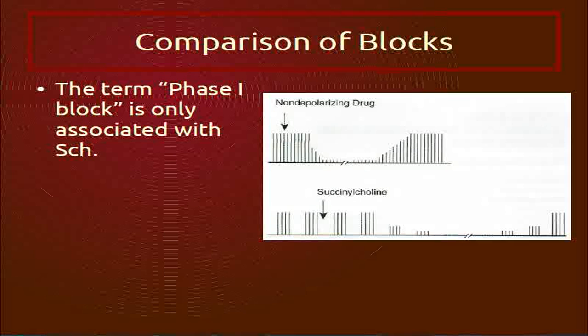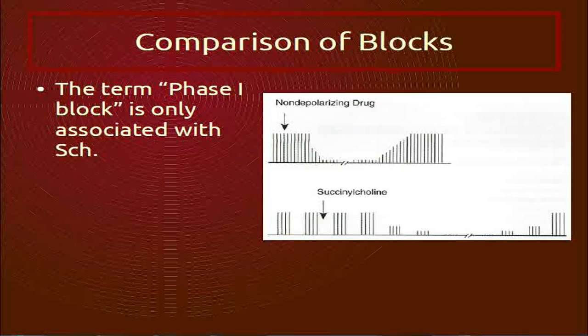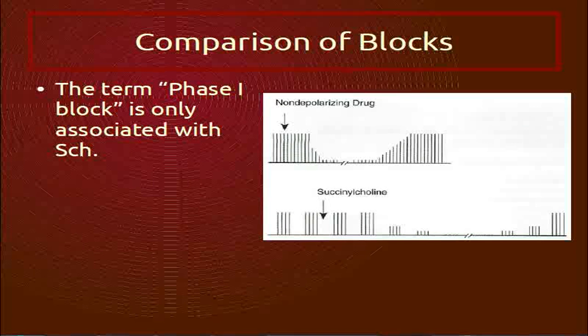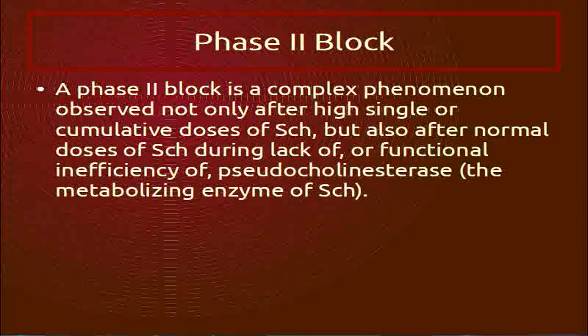Do we have any questions what fade is versus phase 1 block here? You see how fade goes away? So if I have 4 twitches, my 4th twitch will be less than my first twitch in magnitude. That's fade. If I have no fade, my twitches have all equal magnitude. Now, phase 2 block, that's going to mimic a non-depolarizing block. It's not the same as a non-depolarizing block, but it mimics a non-depolarizing block. And a phase 2 blockade can only happen with succinylcholine. That's it.